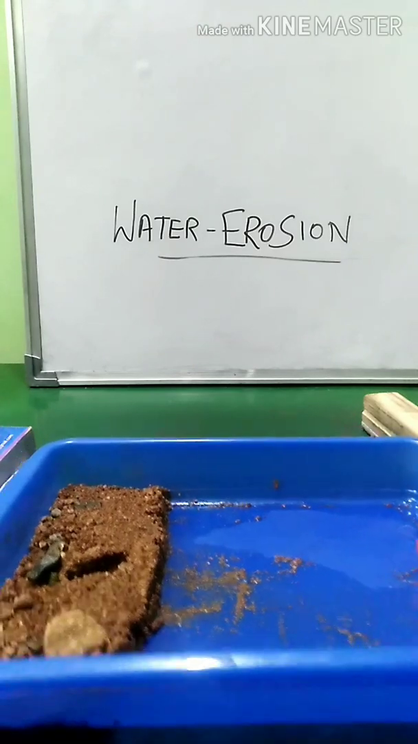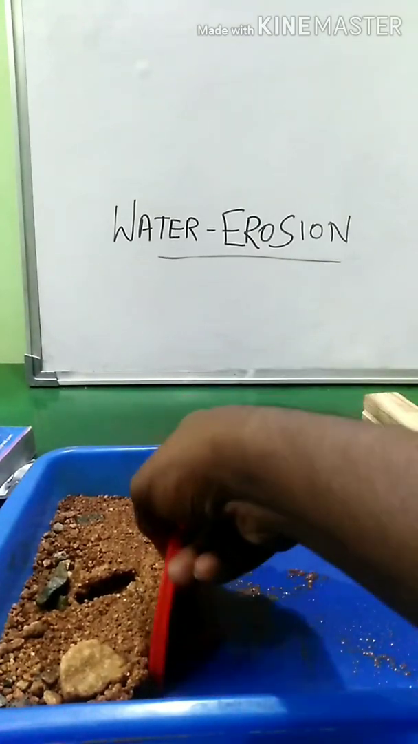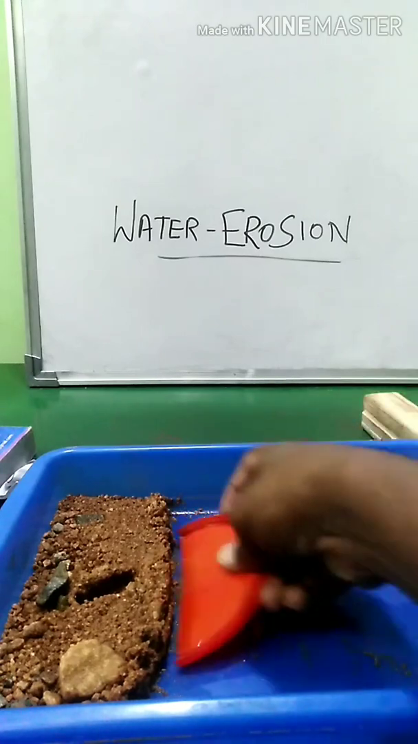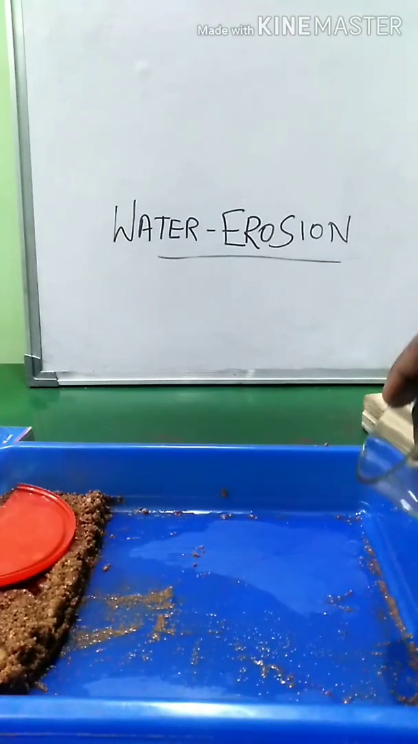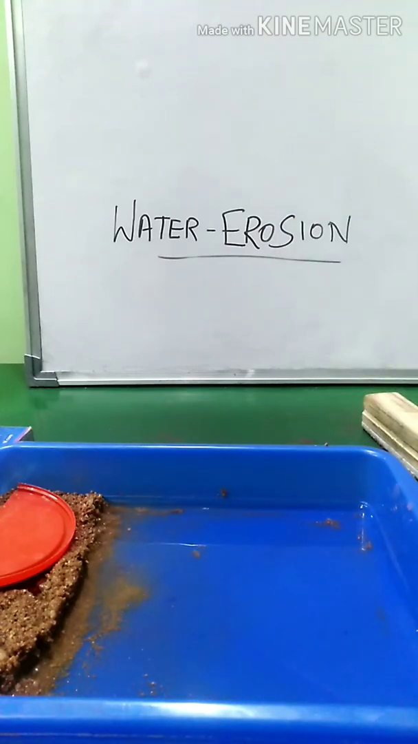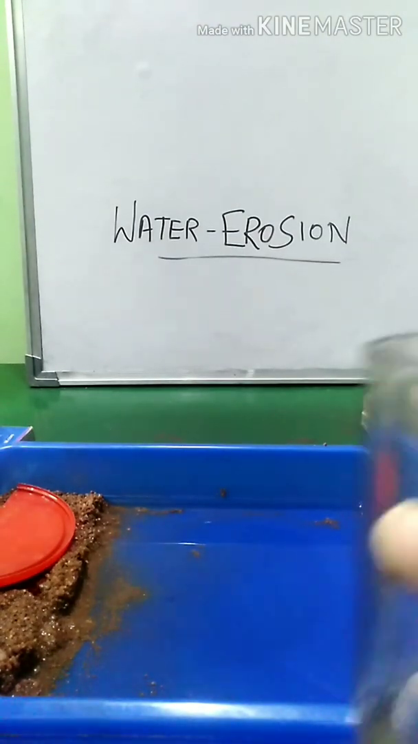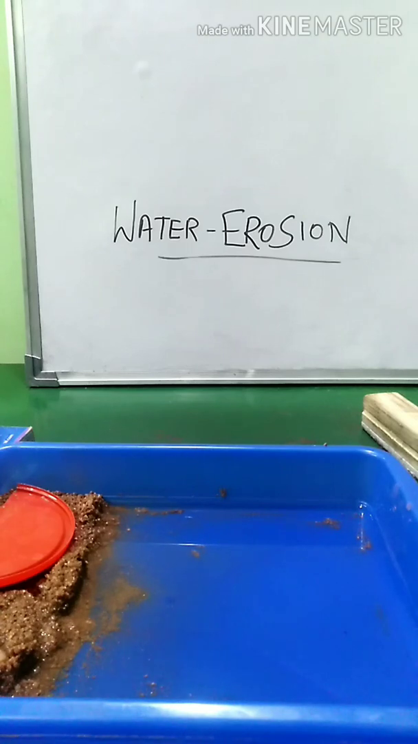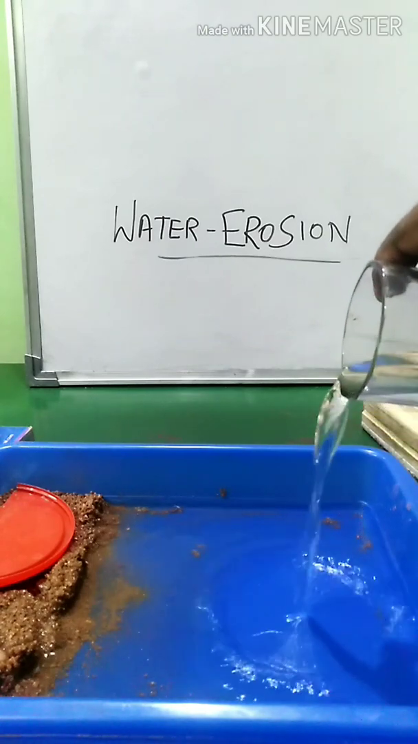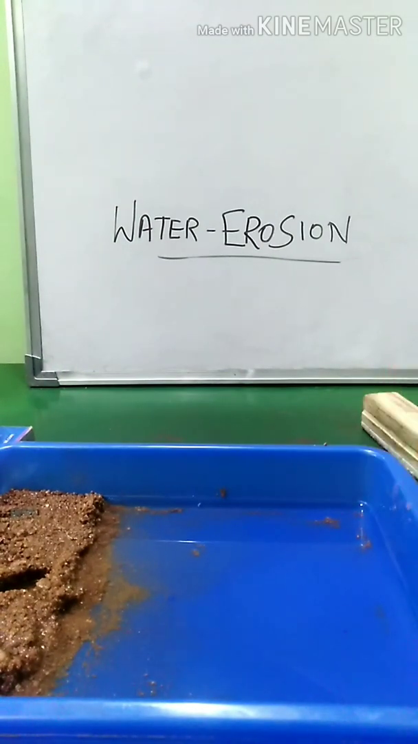Here I have taken the soil and segregated it in a separate place, and I just pour some amount of water here. See, here you can find only a little amount of water, and I pour some more water also. I think that is enough, and I am going to make an artificial wave.